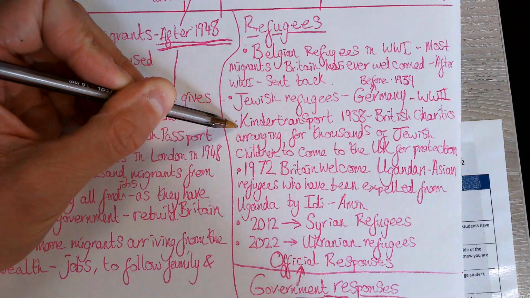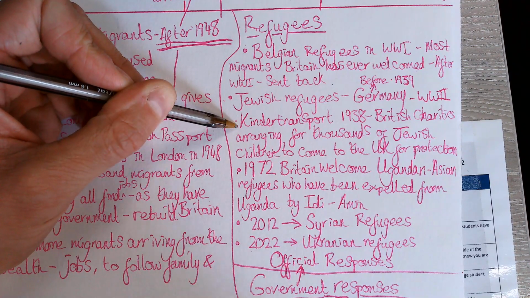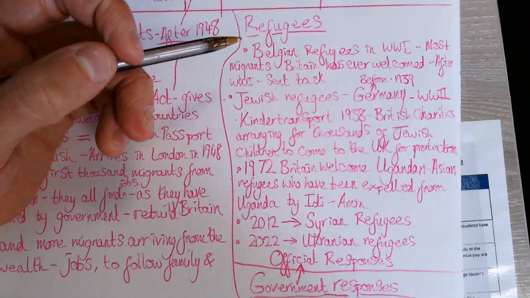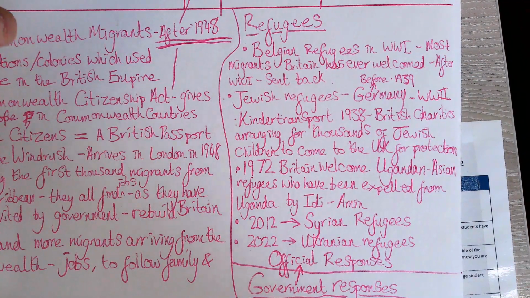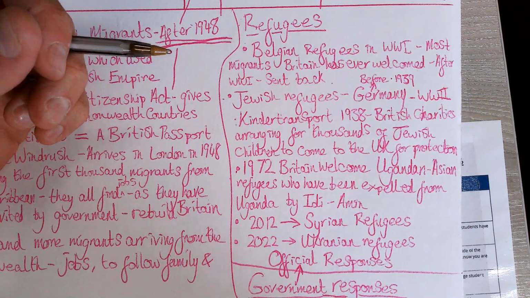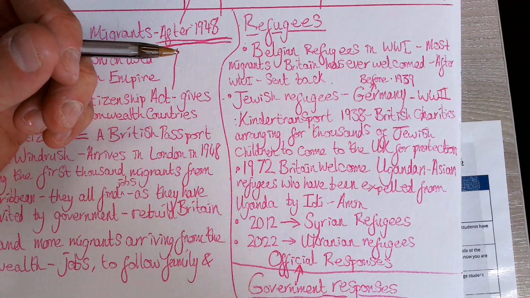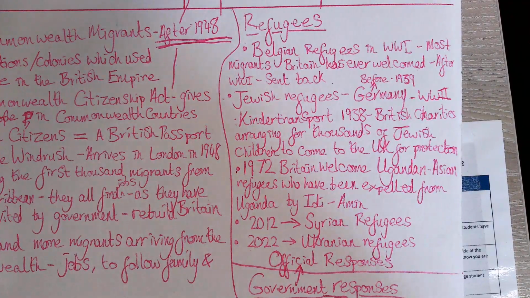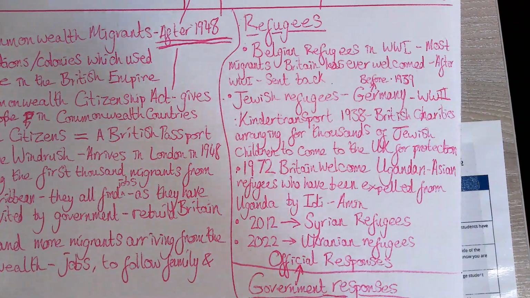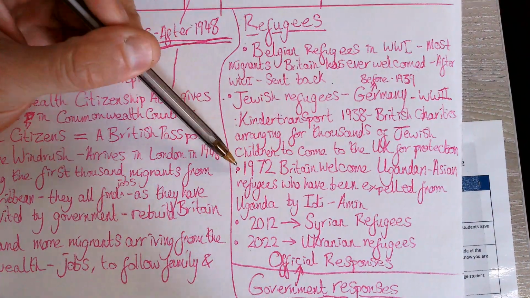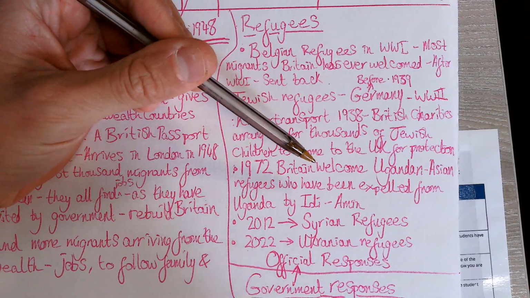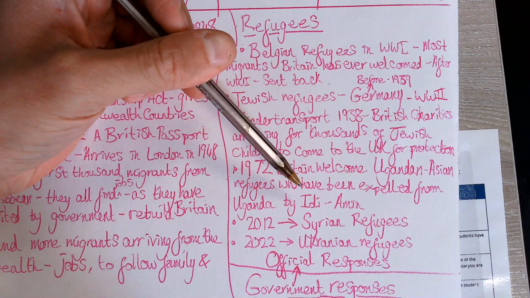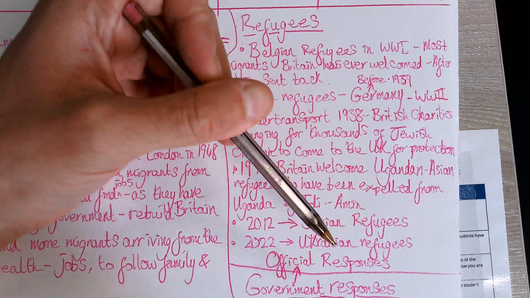the Kindertransport in 1938, where British charities arranged for thousands of Jewish children to come to the UK for protection, many of whom themselves or their ancestors are still living safely here in the UK today, having been settled with UK families, as lots of their children were orphans. In 1972, Britain welcomed Ugandan Asian refugees who'd been expelled from Uganda by the dictator there, Idi Amin.